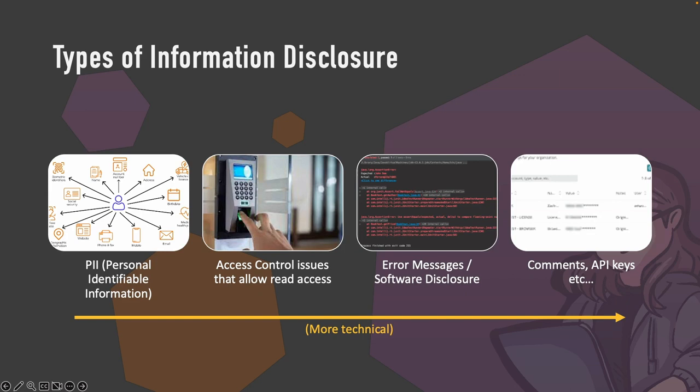We've got error messages and software disclosure type vulnerabilities. These are often part of a bug chain because you can cause an error, see what software they're using, and then use that to try, say, for example, known vulnerabilities or application level DOSes. And at the very end, we have looking through code to find comments or API keys or just anything sensitive that might be in there.